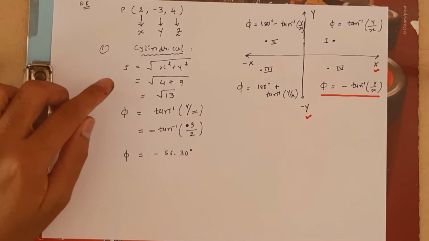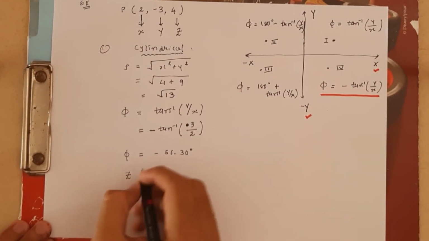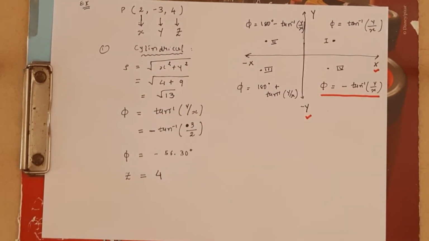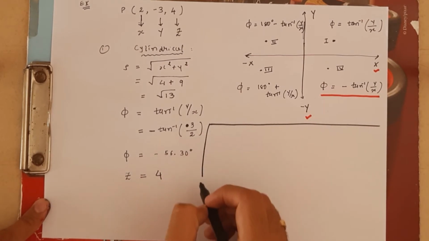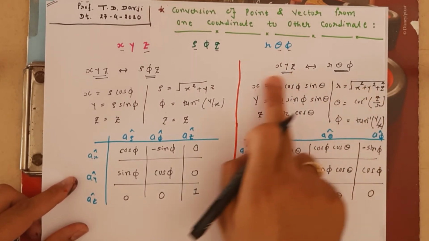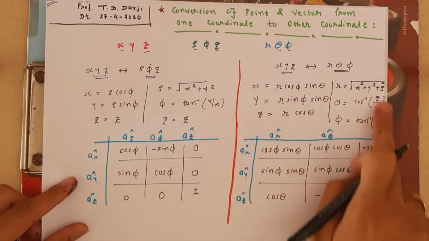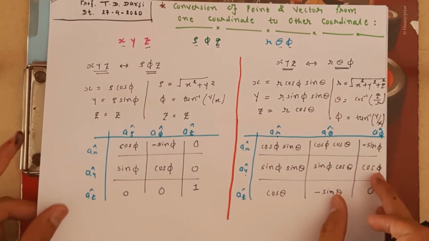Okay, so I have to find the value of rho and phi, and what is z? Z is the same, which is 4. So I have converted my point into the cylindrical coordinate system. Similarly, you can convert this point into the spherical coordinate system also. I have to use this relationship to convert a point into the spherical coordinate system. So the value of r is this one, then the value of theta and the value of phi.